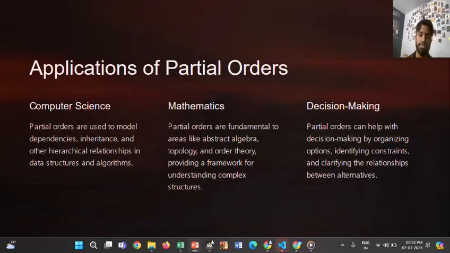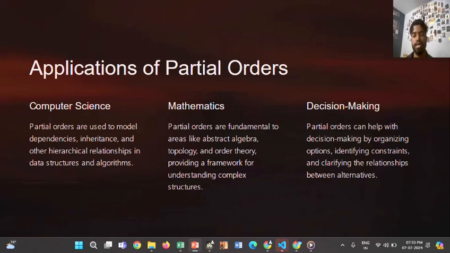Applications of partial orders: computer science, mathematics, and decision making. In these areas we can apply partial orders. Let's see how. In computer science, partial orders are used to model dependencies, inheritance, and other hierarchical relationships in data structures and algorithms. Mathematics: partial orders are fundamental to areas like abstract algebra, topology, and order theory, providing a framework for understanding complex structures. Decision making: it helps with decision making by organizing options, identifying constraints, and clarifying the relationships between alternatives.